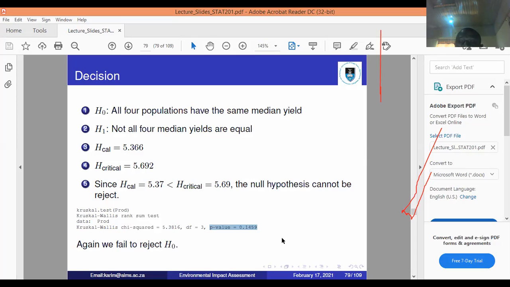No, sir. Why are you saying that? Is that what I taught you? Did I say when p-value is greater than 0.05, you should reject H naught? We fail to reject H naught. Come again. We fail to reject H naught. So why are you saying we should reject H naught?